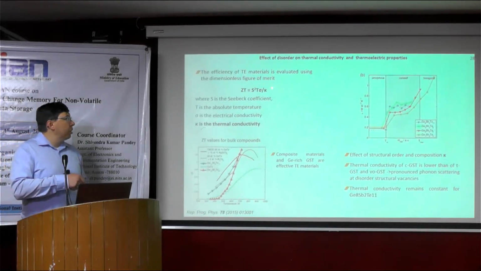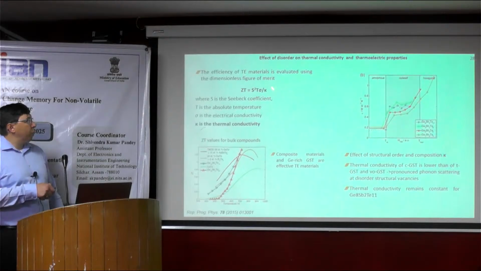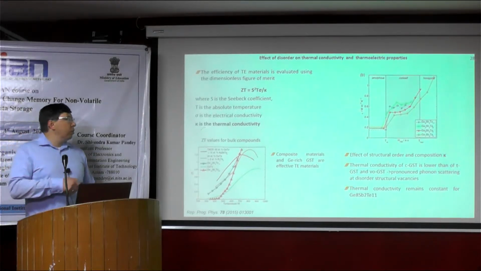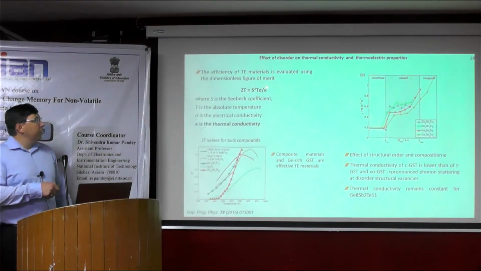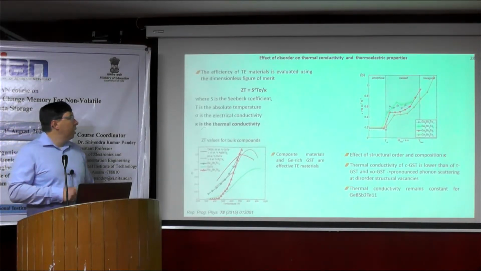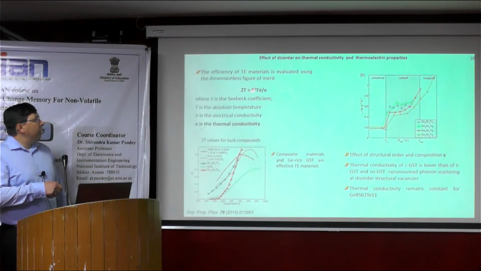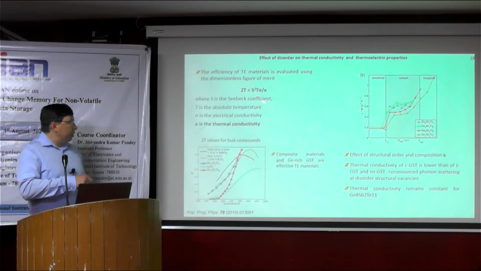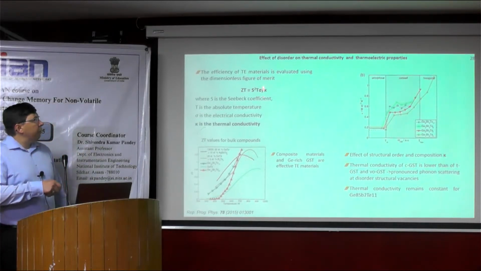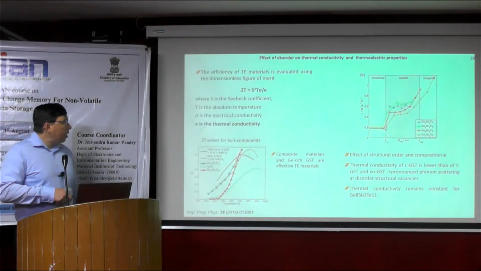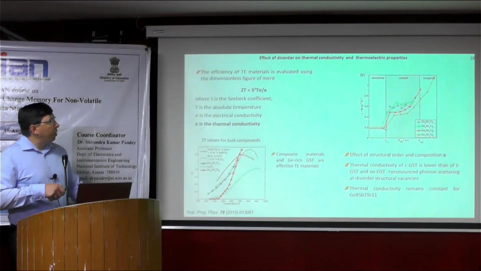And this is a very important parameter for thermoelectric materials. As you see here from this figure of merit, if you increase the thermal conductivity to a very large value, then we do not get a nice ZT. If we can decrease the thermal conductivity, then we can get a high ZT value.